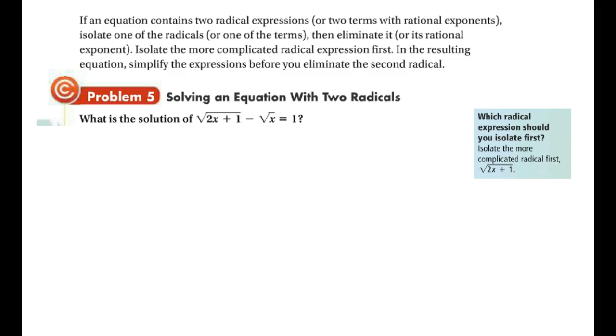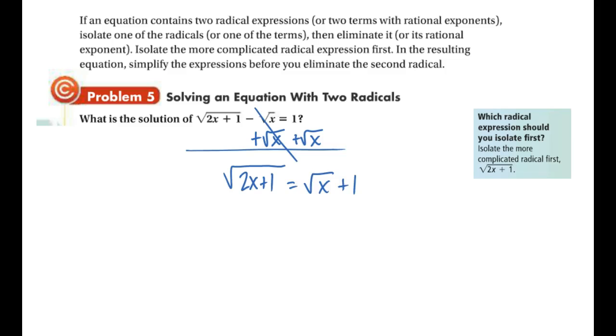It says, what is the solution of the square root of 2x plus 1 minus the square root of x is equal to 1? The more complicated radical is the square root of 2x plus 1, so that means I want to isolate that radical, and therefore we need to add square root of x to both sides. Just like we did in the previous problems in this lesson video, we're going to take care of that radical by squaring both sides, because that's the opposite of taking the square root.